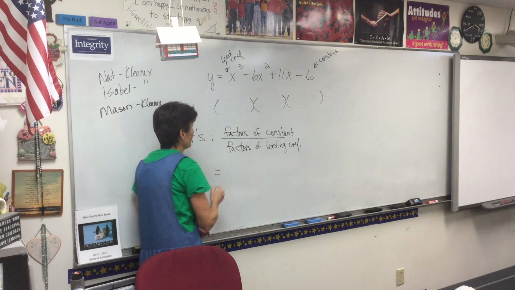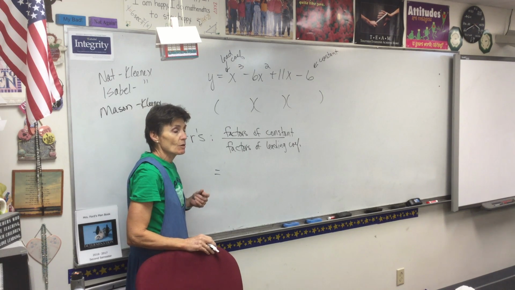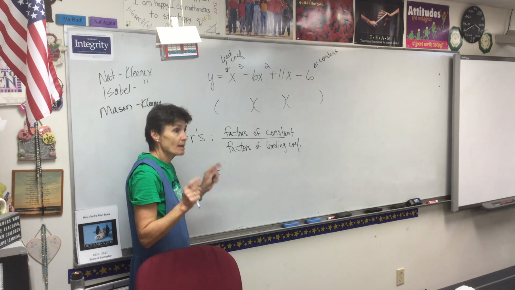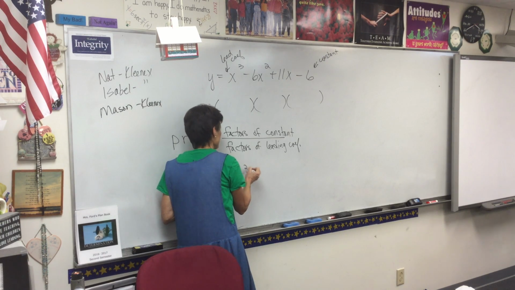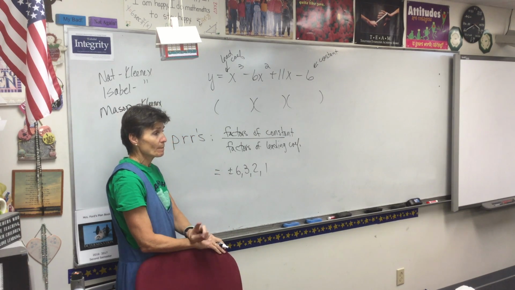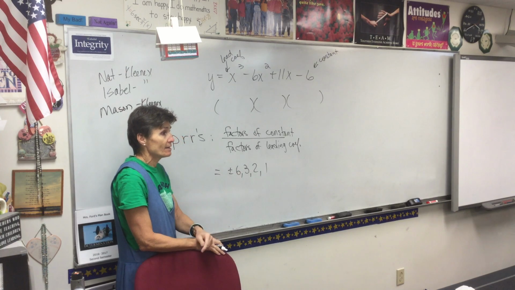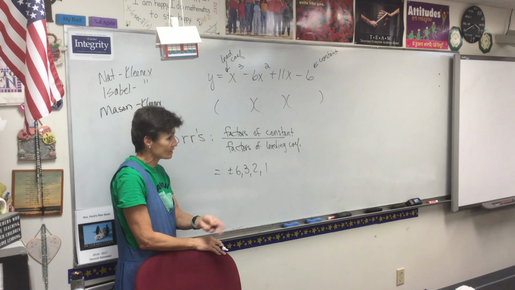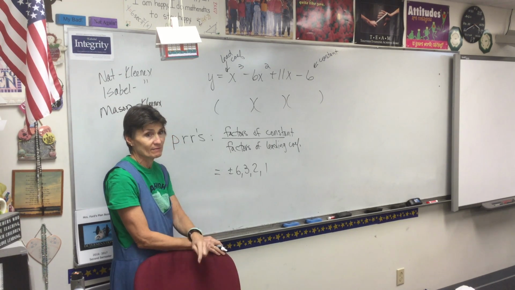So in our problem, the constant is a 6. So the factors of 6, that is the numbers that go into 6, are 6, 3, 2, 1. And notice plus or minus. Because if you take 6 and divide it by -2, it goes in evenly. If you divide it by +2, it goes in evenly. So you have to consider the positive and the negative.